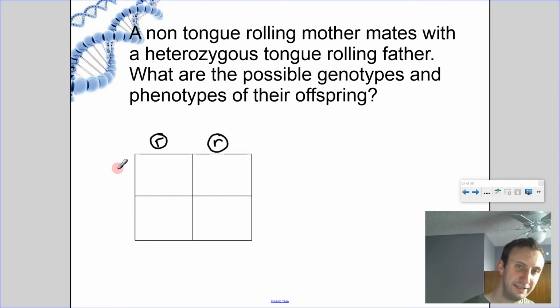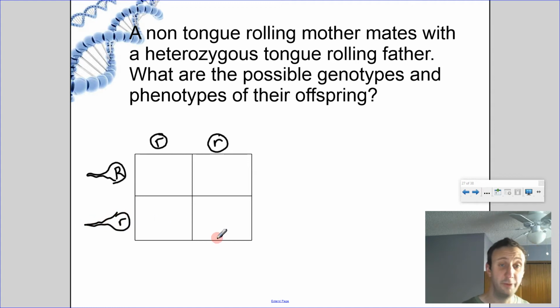Well, dad is heterozygous for tongue rolling. So that means that dad has a capital R, the tongue rolling allele, and a lowercase r, the non-tongue rolling allele. Now, is dad a tongue roller or a non-roller? Well, a tongue roller because he has the capital R dominant allele. So therefore, as a result, he's able to roll his tongue because capital R is dominant.